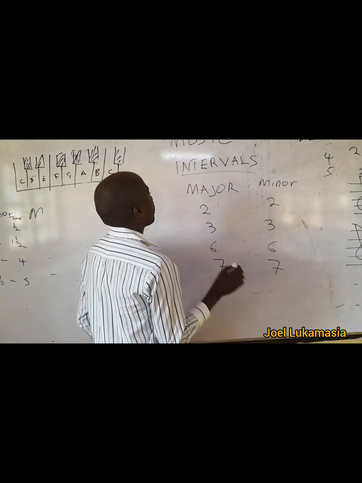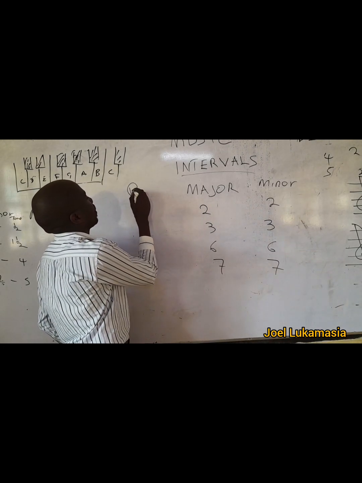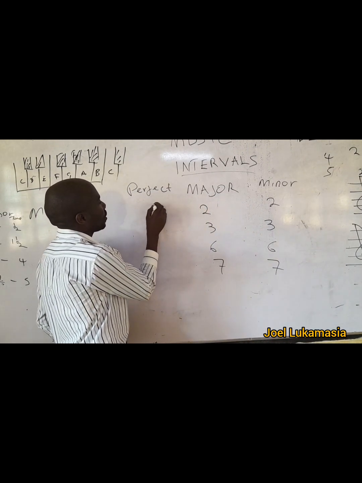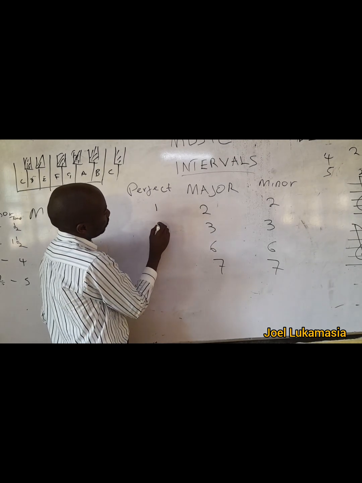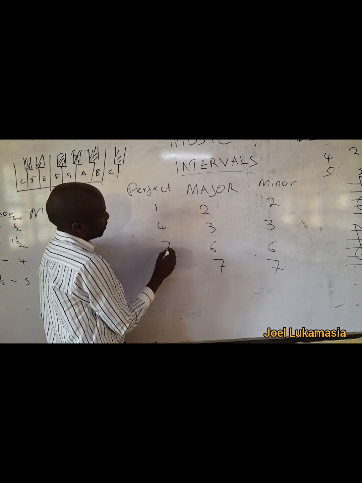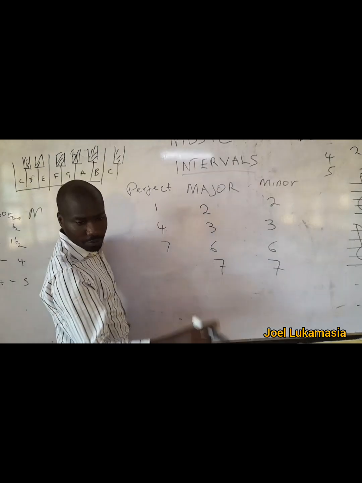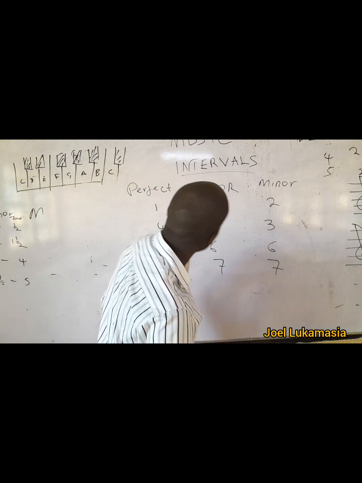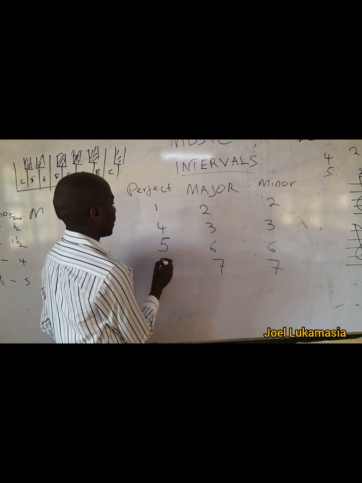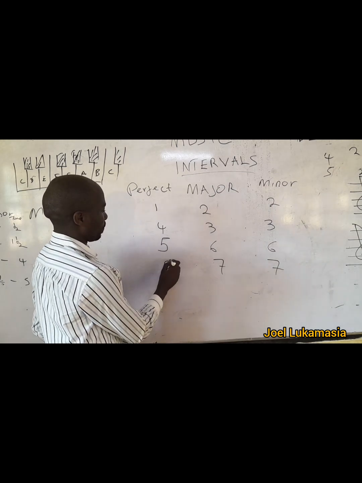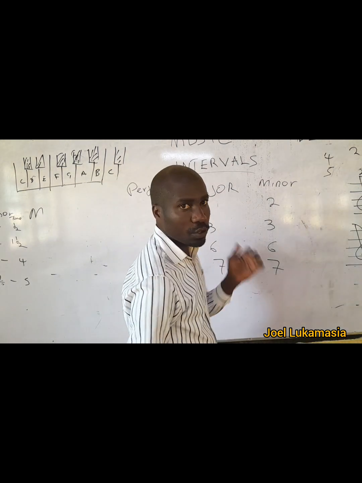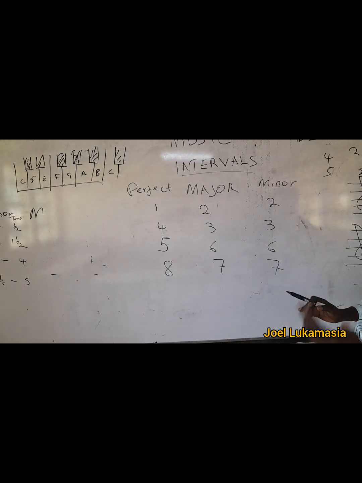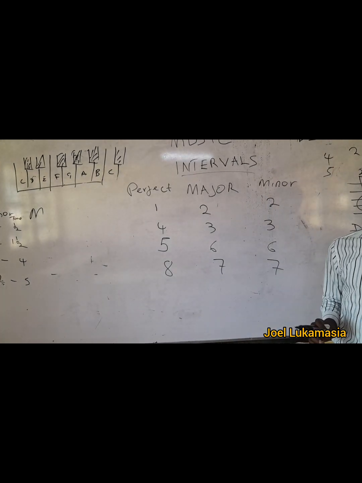Then we will have perfect intervals. We will have the unison, then the perfect fourth, perfect fifth, and then the perfect octave. So these are the intervals you're going to tackle in this lesson. How do we listen? How do you know these intervals? We'll start with the easy intervals.